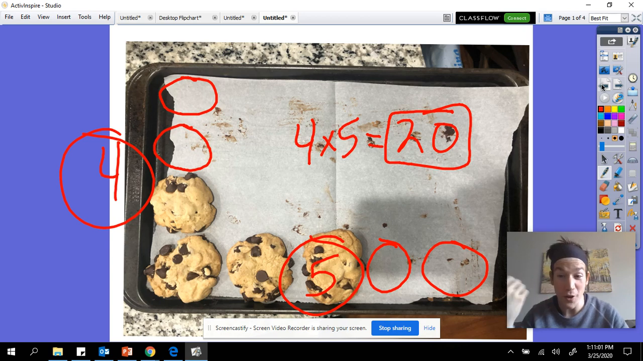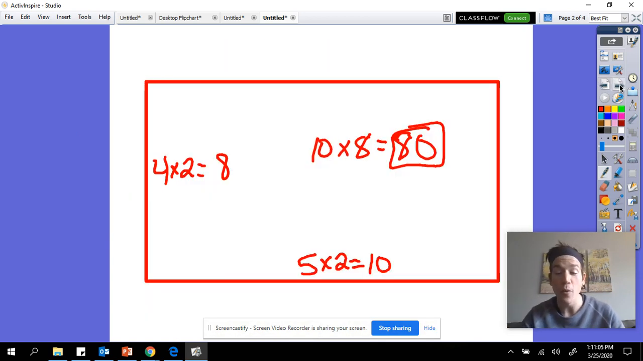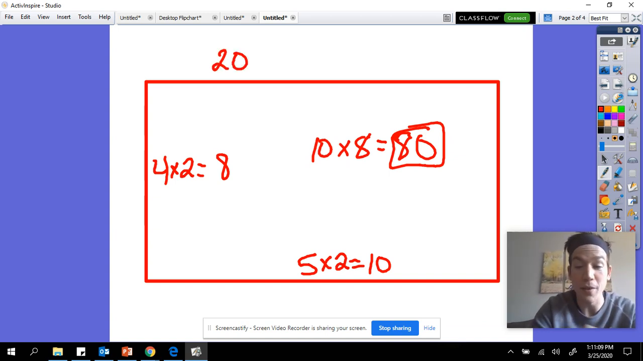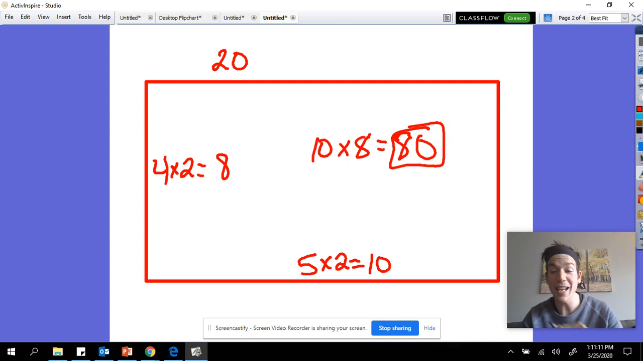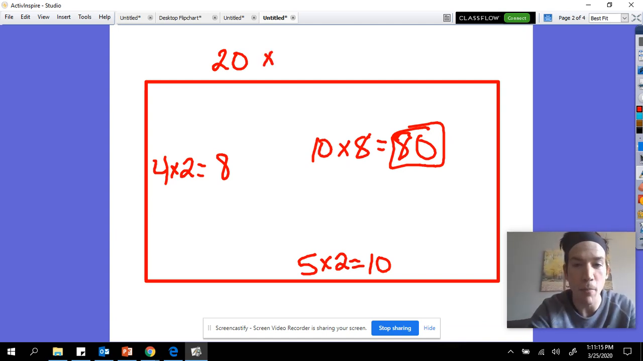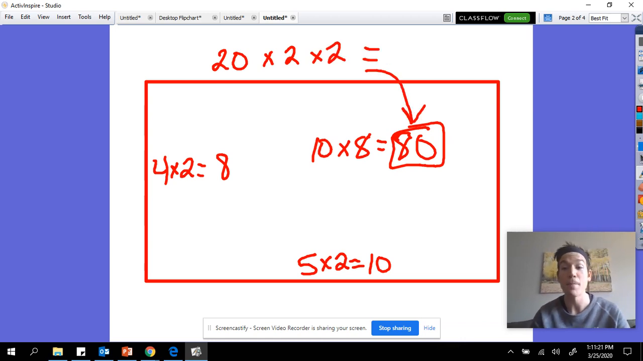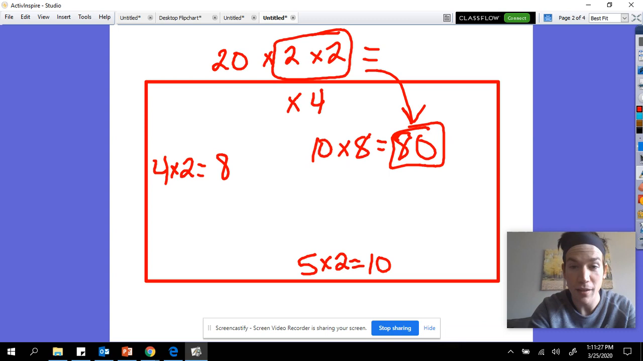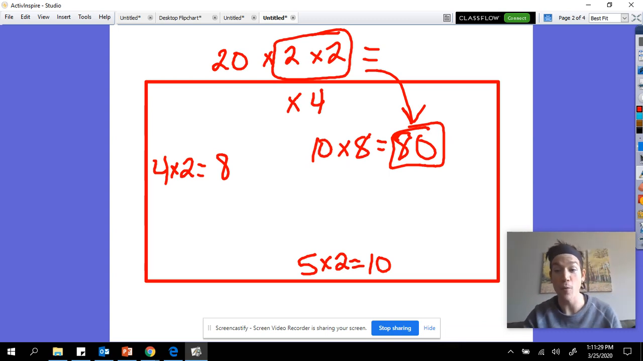Now, one thing you're going to start to recognize is what I did here was I essentially took my original pan, which was 20 cookies, and since I had multiplied both the length and the width by 2, I essentially multiplied that number by 2 twice, which gave me that 80 cookies. Keep in mind, though, that multiplying by 2 twice is the same thing as multiplying by 4.